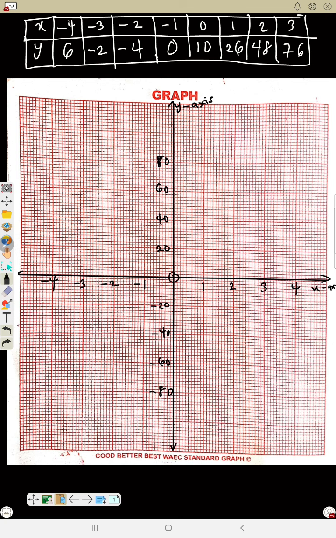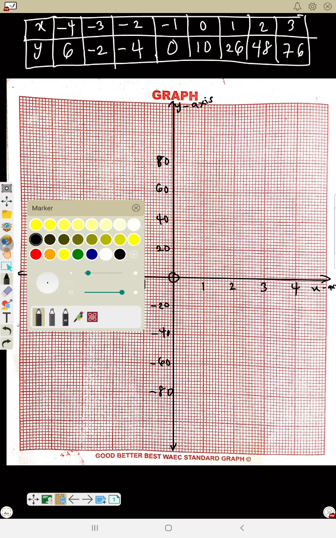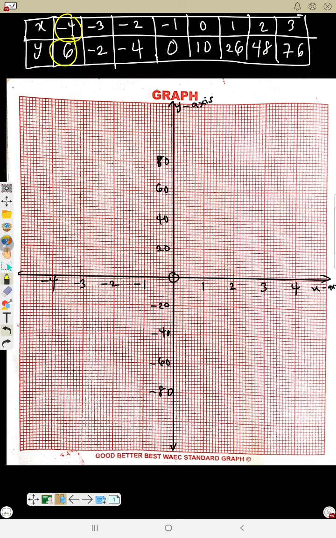Now when x is -4, start from the first one. When x is -4, y is 6, so do that for all. So x is -4, this is the negative side, so that is minus 4. Then y is 6, so I'll count 2, 4, 6, so that place is 6. Next, when x is minus 3, y is minus 2. Remember each point is 2, so y is minus 2, that place.